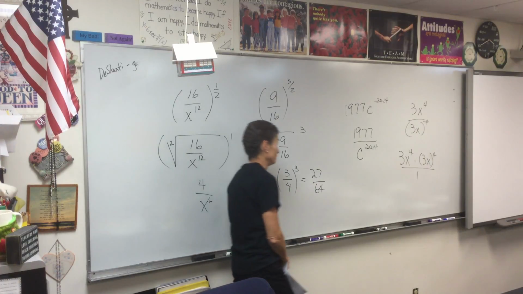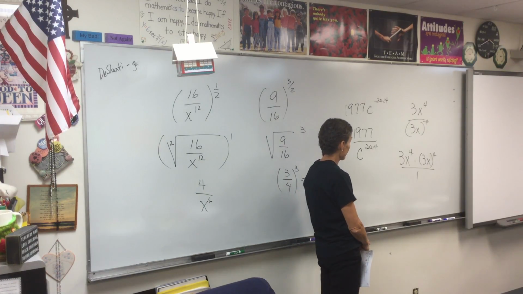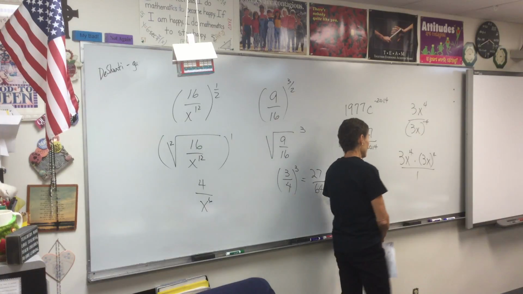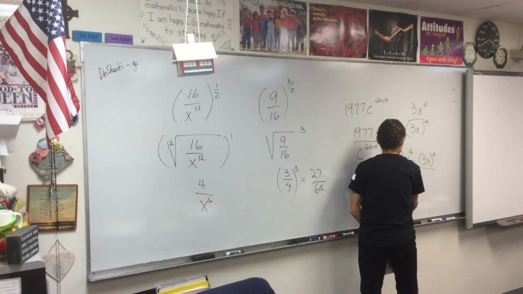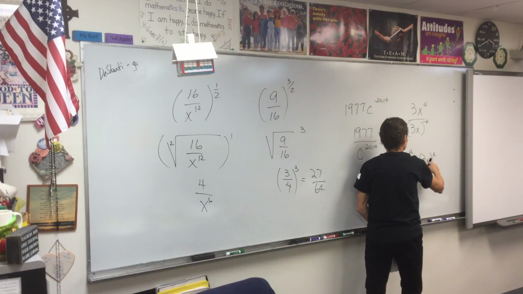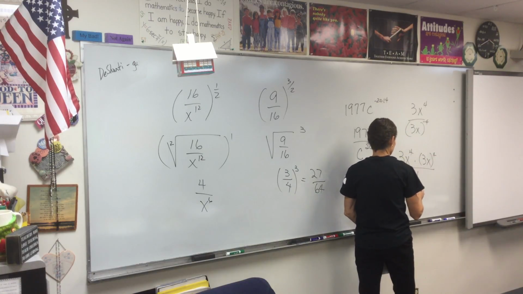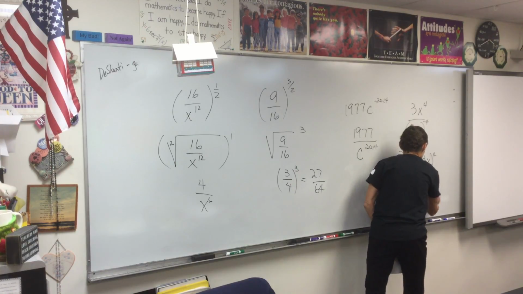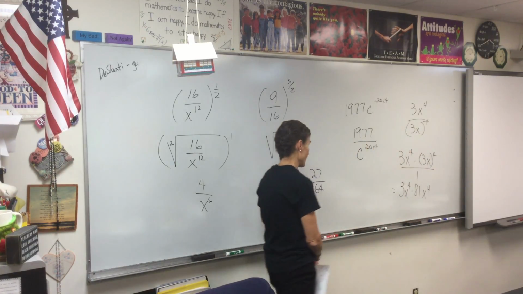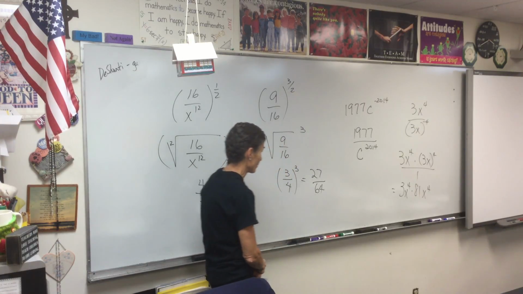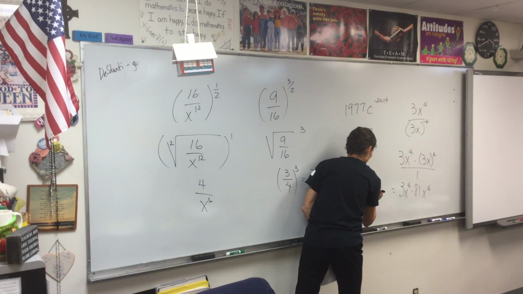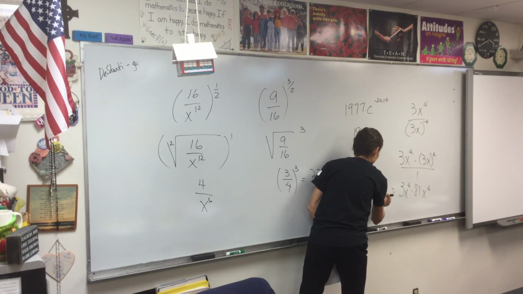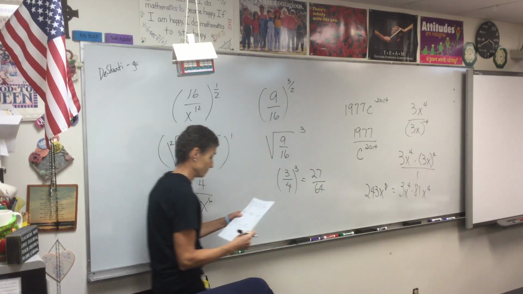Okay, now what? Distribute. Take everything in here to the 4th power, so we have our 3x to the 4th, and now we have 3 to the 4th, which is 81, x to the 4th. Giving me a grand total then, if I multiply all that together, what do I get? 243 x to the 8th. And there's the answer to the question.